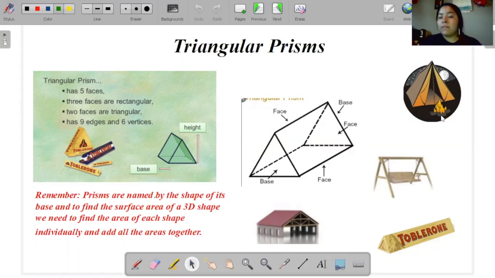And I also have some real-life examples where you can see triangular prisms. Here we have a camping tent, a roof, some candy, and the base of a swing set. So now that we know more about triangular prisms and how to find its surface area, let's do some examples.